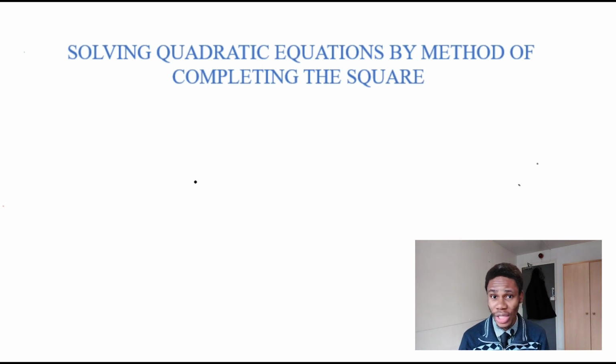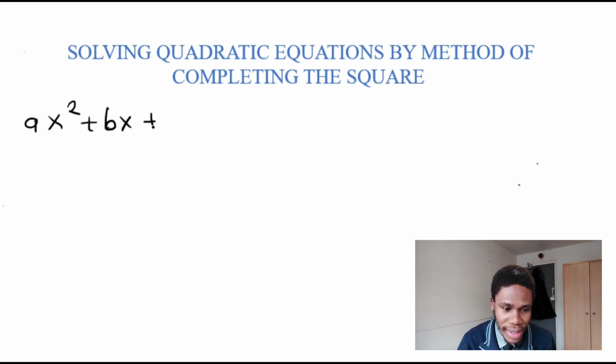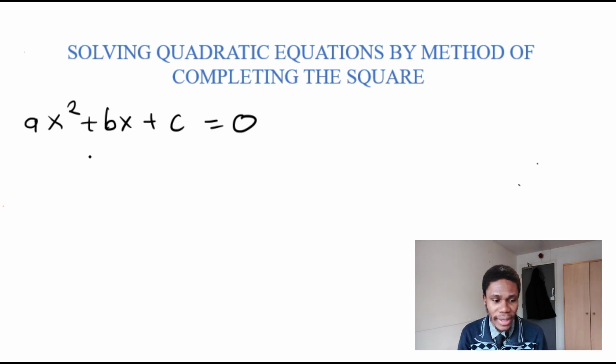Our quadratic equation is usually of the form ax squared plus bx plus c equals 0. Now it is quadratic because x has a power of 2 and the coefficient of x squared is a and the coefficient of x is b, and we have c, which is our constant term.